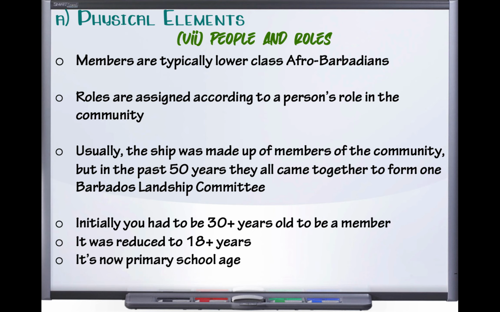So initially, you had to be older than 30 years to be a member. But of course, because they want to keep the tradition going, and they want to make it as accessible as possible for a lot of people and for younger people as well, they reduced it to 18 years. And now it's just primary school age. So they have very, very junior members of the landship. And then you have people who have been in it since they were that age, so you have older people being members as well.